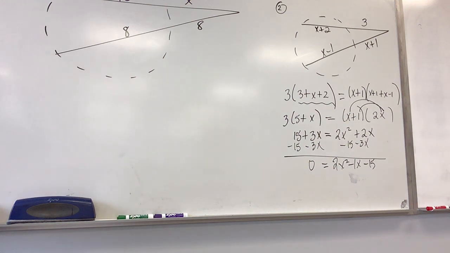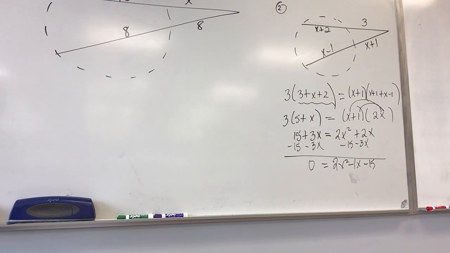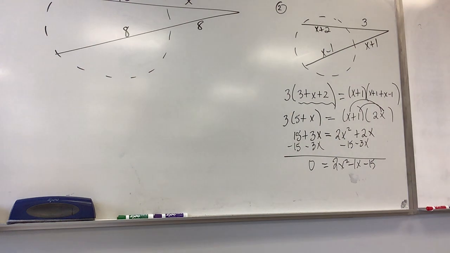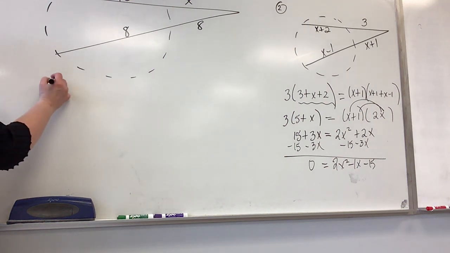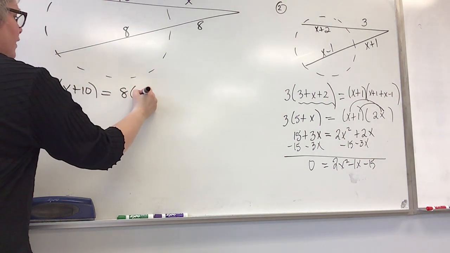Okay, you set it up and stop and see what you get. And then we'll set it up together and finish it together. Outside times whole equals outside times whole. You want me to tell you the numbers? 128. I'm totally with you. Okay, you want to tell me your setup then? Anybody? I did X and then parentheses X plus 10, excellent, equals 8 parentheses 8 plus 8.